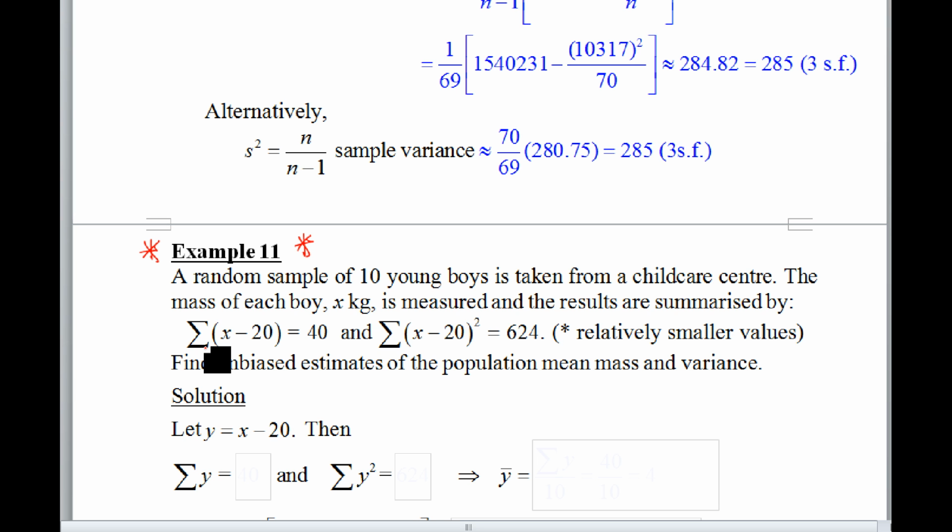Sometimes questions will be phrased like that. A sample of 10, instead of telling you summation x, they tell you summation x minus 20. That means for every x value, they minus 20, every x value minus 20, and then they sum them together.